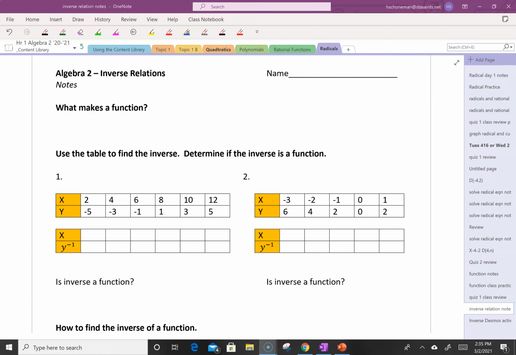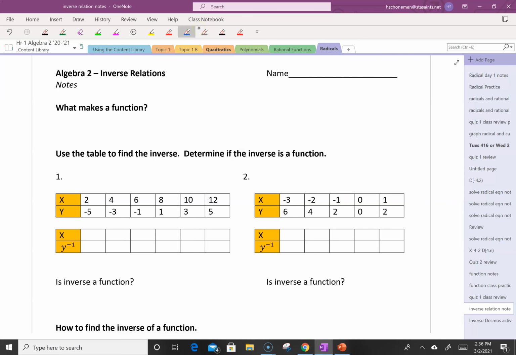Okay, the goal for this lesson is to be able to find the inverse of a given function. And we are going to find inverses given a table or given the equation. We're going to find it from both ways. And the first thing we're going to do is find the inverse looking at a table.